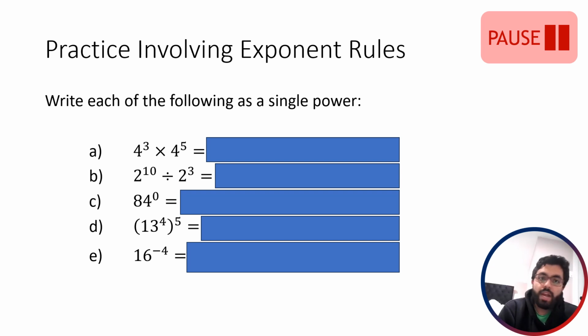So here are some practice questions involving exponent rules. Here you can see I've said write each of the following as a single power. So I don't want you to solve it. I don't want you to do 4 times 4 times 4 times 4 times 4. Here we've got the same base. We've got a 4 here, we've got a 4 here. So we can use one of the rules from the previous slide. I want you to figure out how can I write this as one power? 4 as the base and something as the exponent. What is that something? That's what you're being asked to do here.